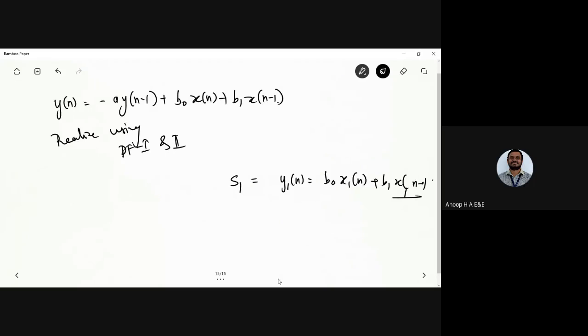So this is subsystem 1. It needs to have these components, where system S2 will have y2 of n, that is minus a y of n minus 1. That is the remaining output you are going to have, plus this function over here. That is how you can realize it, and this problem will be solved by Prashant Veeru.